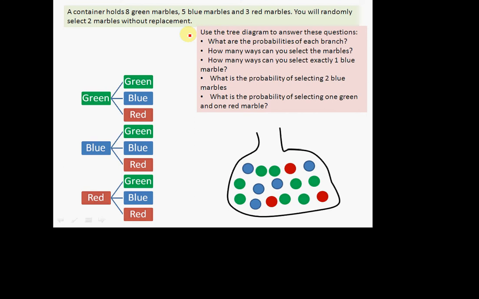Use the tree diagram to answer these questions. What are the probabilities of each branch? This is a branch going down here, and then we have a branch going down here. How many ways can you select the marbles? How many ways can you select exactly one blue marble? What is the probability of selecting 2 blue marbles? And what is the probability of selecting 1 green and then 1 red marble? So let's take a look at how we can do this.